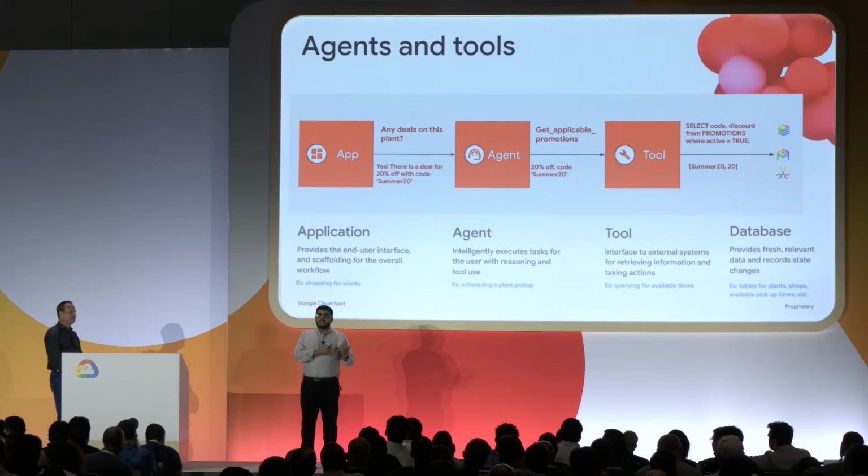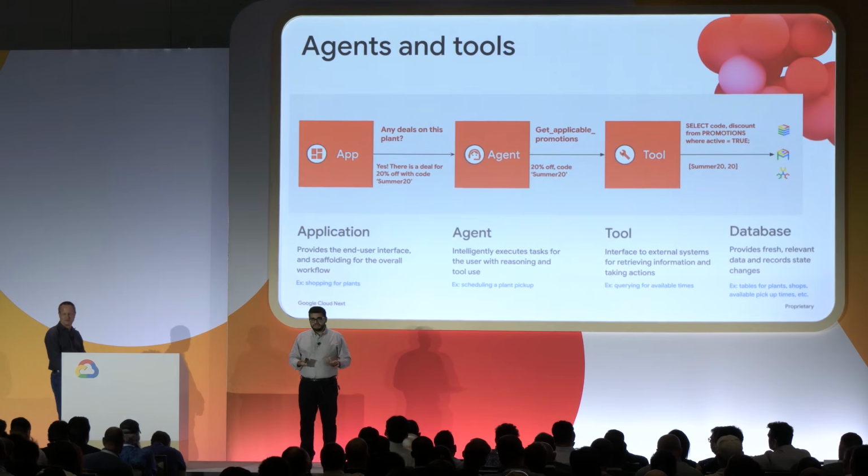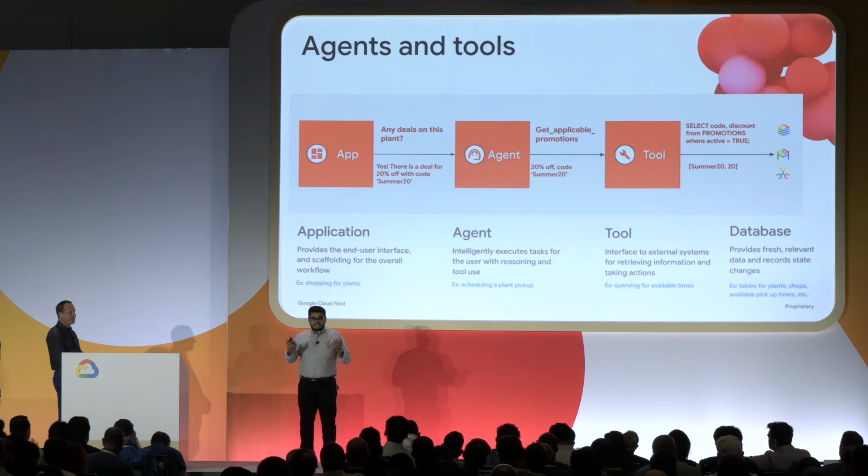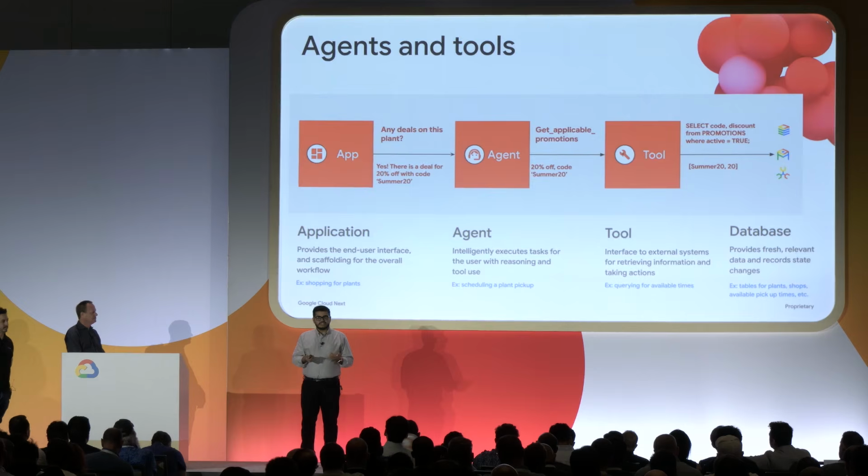And when the agent is returning the response to the application, it is giving a much more natural language response, because the agent is using an LLM. It will say, yes, there is a deal for 20% off with the code Summer 20, and the application surfaces that to the user. This is how a mundane application starts generating these magical experiences. So let's break it down just a little bit more.